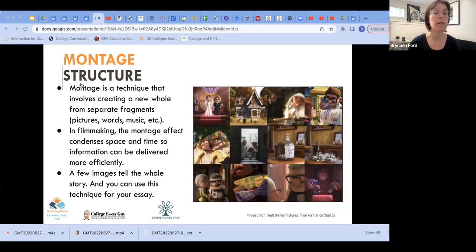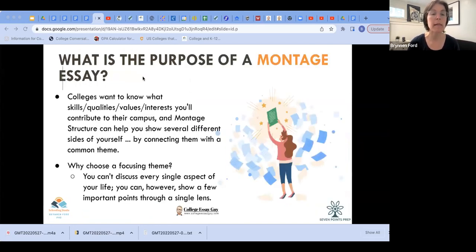So next. The purpose of this is to share, again, the skills and qualities and values and interests that you will contribute to their campus. It helps you show several different parts of you at the same time by connecting them with one common theme. It's helpful to choose that focusing theme because you can't discuss every single aspect of your life, but you can show a few important things through that single lens.